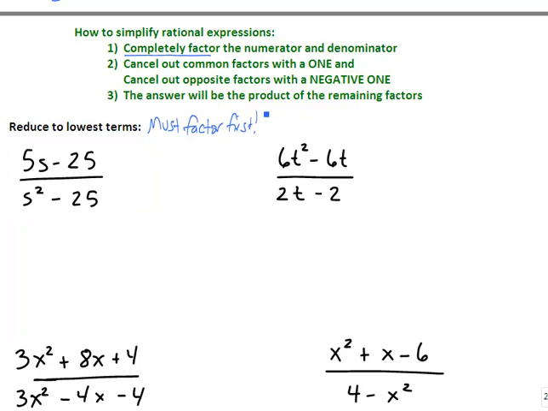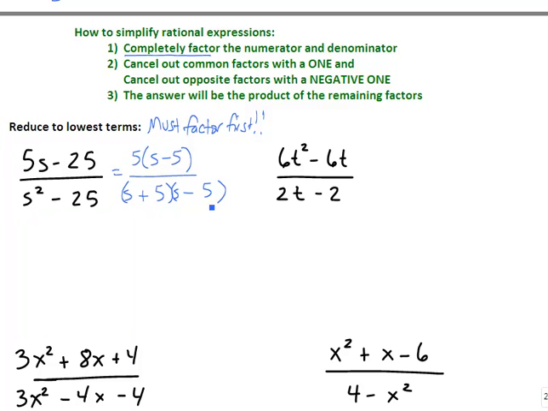So looking at this numerator, how could you factor that numerator? Well, 5s minus 25. Both of those coefficients are divisible by 5, so we could pull out 5 like a GCF, and that would leave us with s minus 5. In the denominator, we have s squared minus 25. That's a difference of squares pattern, a square minus a square. So we can factor that using two sets of parentheses, s's in the first spot, 5's in the second spot, one plus and one minus.